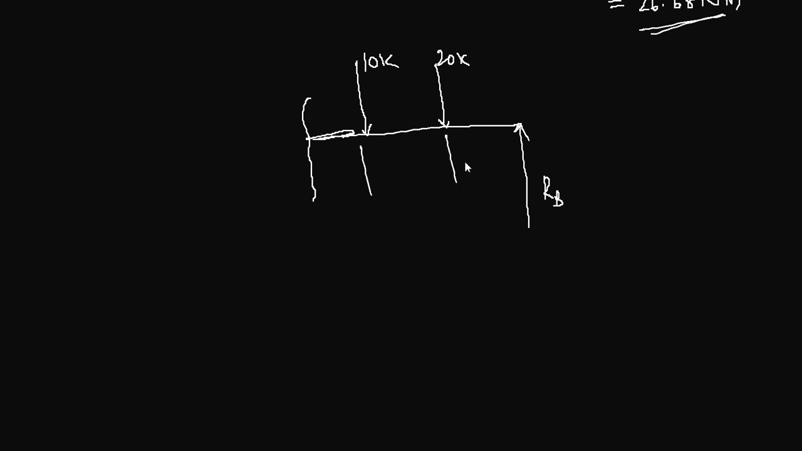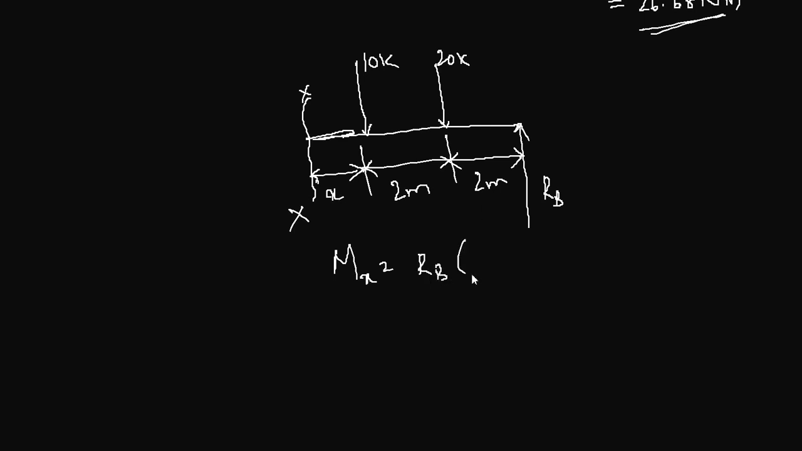So you know these distances, these are 2 meter each, and this is your distance of section from the last point load. Now taking moment about the section, Mx is RB times 4 plus x. Why 4 plus x? Because that is the distance to RB from this point: x plus 2 plus 2.